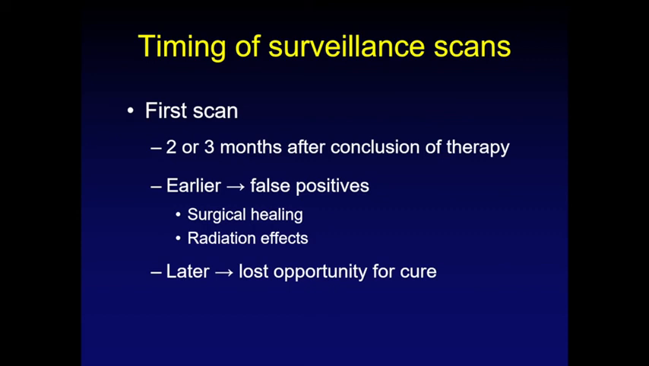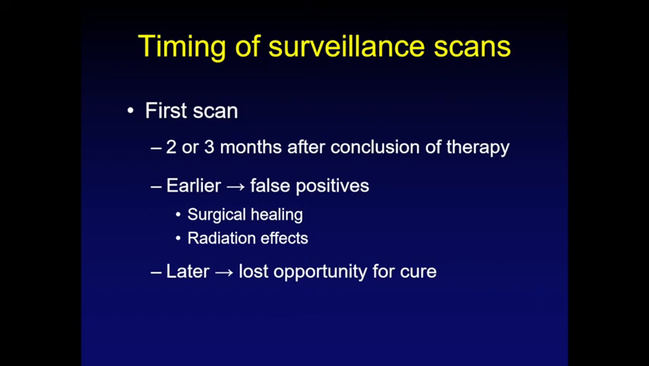If you go earlier than 2 months, you start to get into a range where you get a lot of false positives and a lot of false negatives. You get false positives because there's still surgical healing, and just like those examples of bone healing, the soft tissue healing after surgery will have physiologic FDG uptake that can look like tumor recurrence. Radiation effects work the same way. For several months after therapeutic radiation, there's still healing tissue there that can mimic recurrent disease.